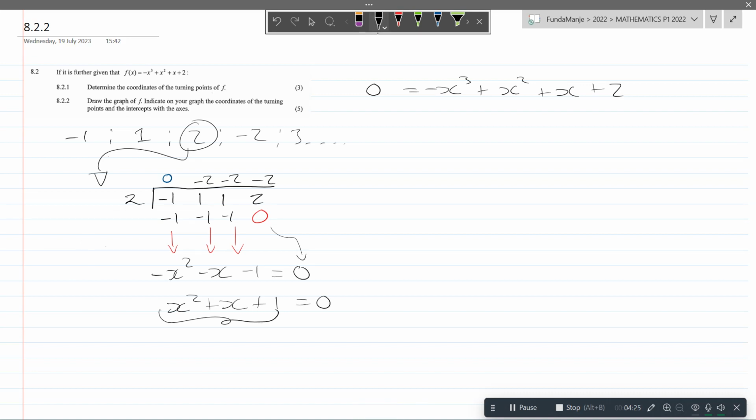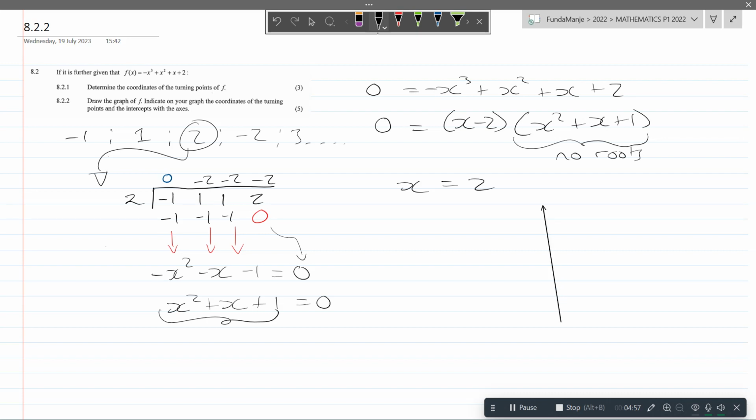So how we would represent this is we'd say from this point, this would be equal to x minus 2 for the real root, and then x squared plus x plus 1 is equal to 0, like that. And again, remember, this has no solution, no roots. So the only x-intercept we have is x is equal to 2. And we have the coordinates of our turning points. So we can easily plot this graph.